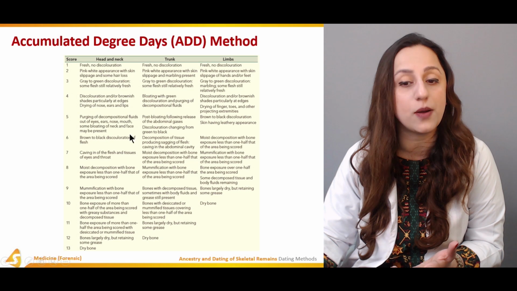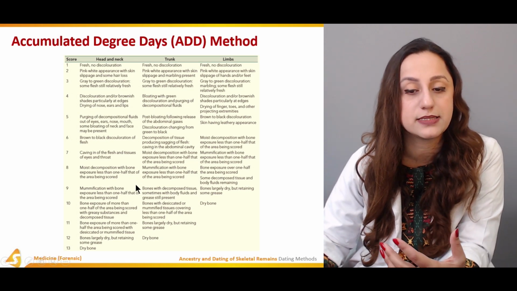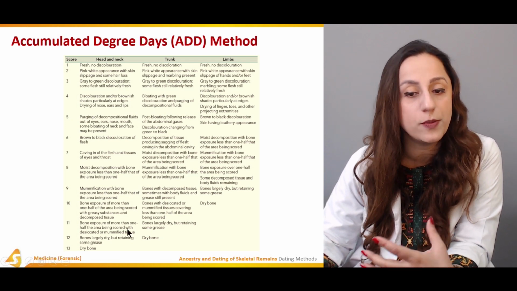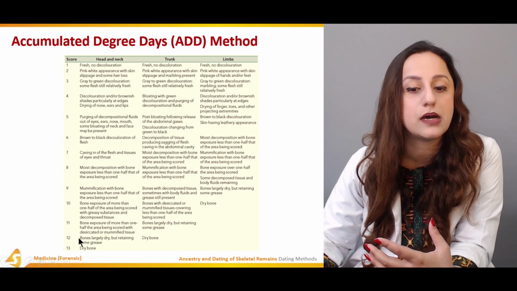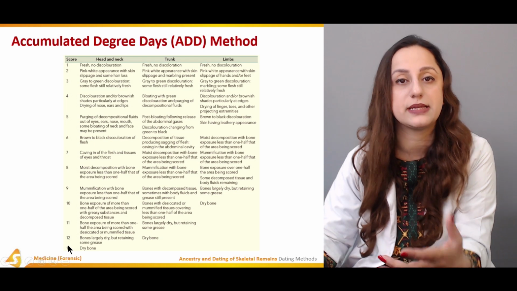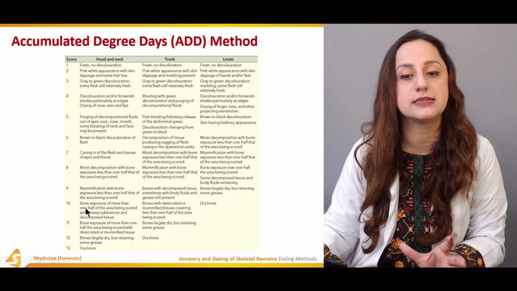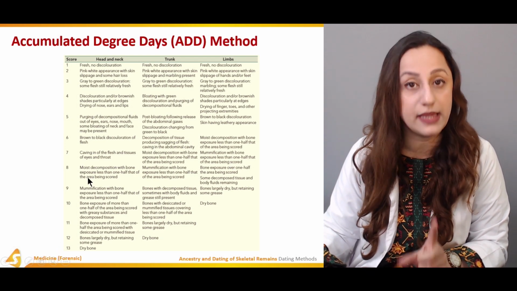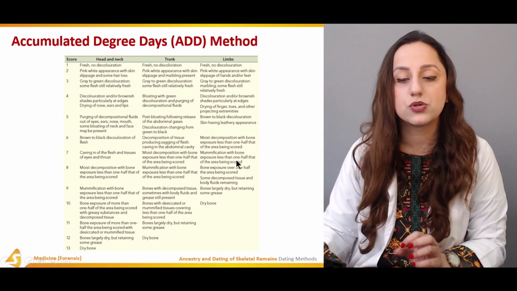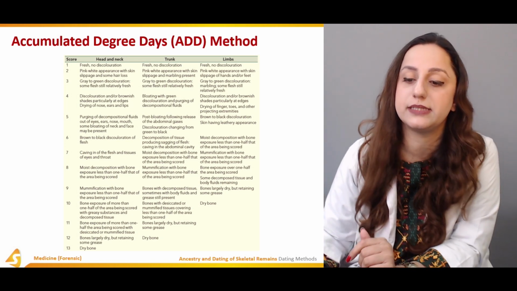So it's the decomposition that is taking place along with the scoring system, which is in ascending order. The more mummified the body is, the higher the score on this accumulated degree day method. So it's a directly proportional relationship between these scorings and these changes that are occurring in the head and neck, in the trunk, and in the limbs in the third column. So that is the mainstay of this degree day method accumulation that is taking place.